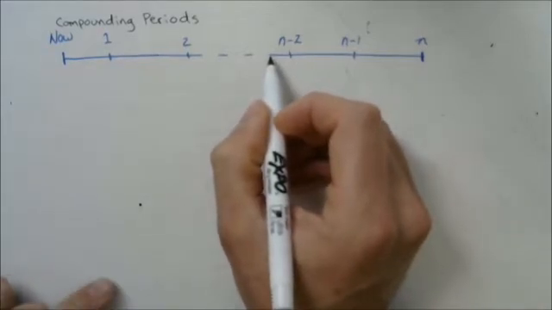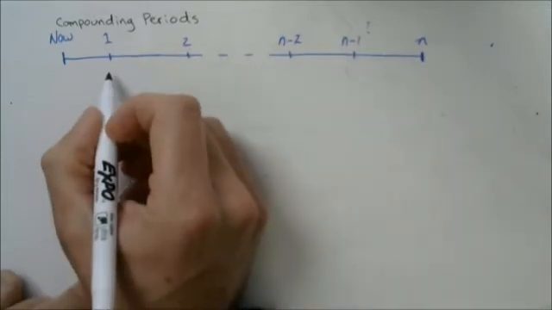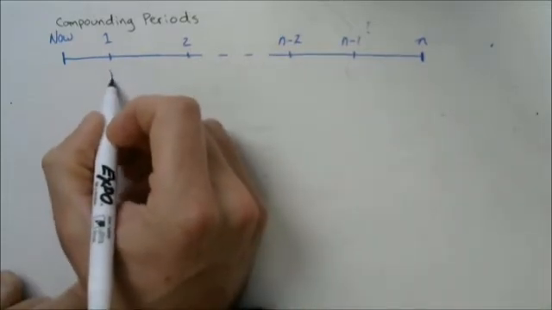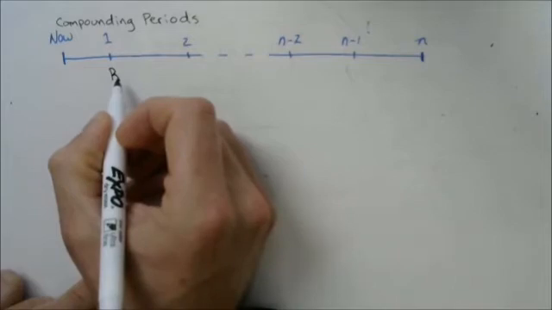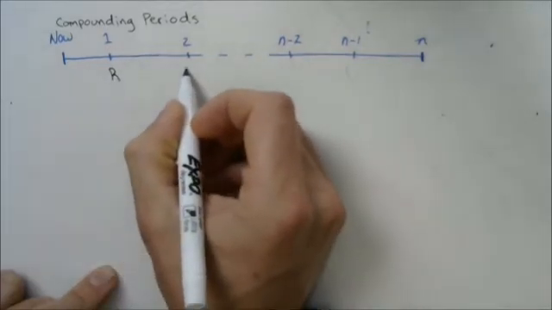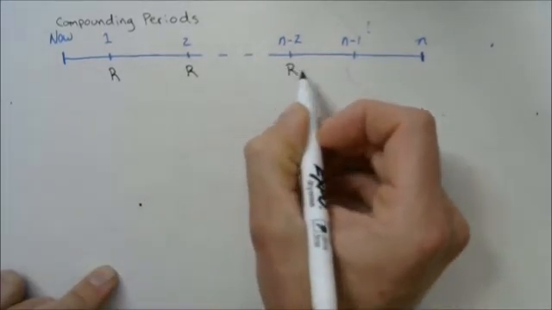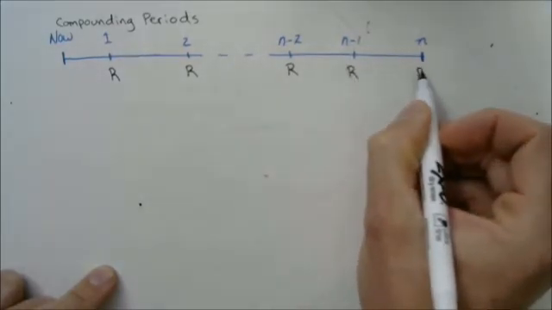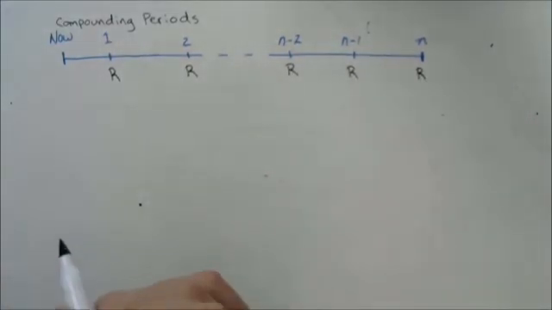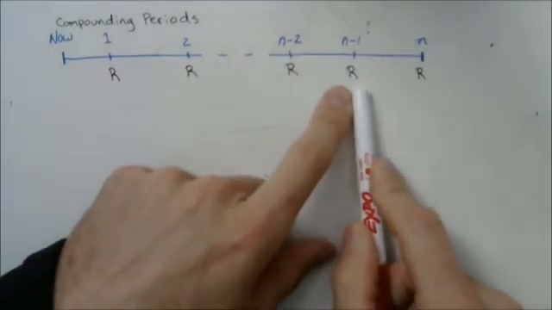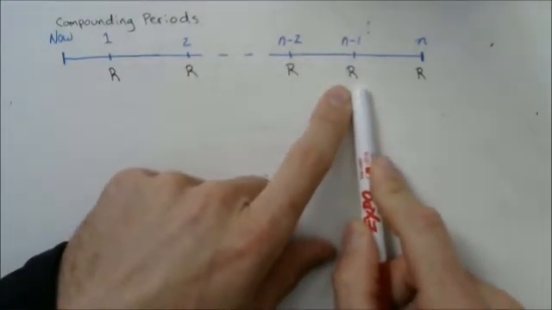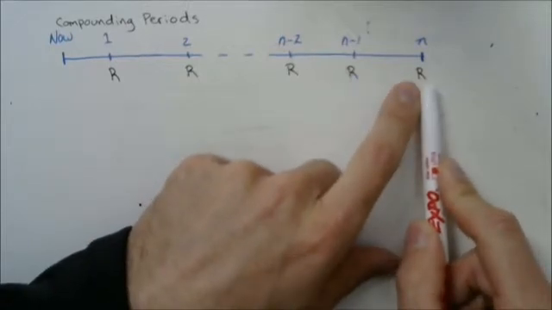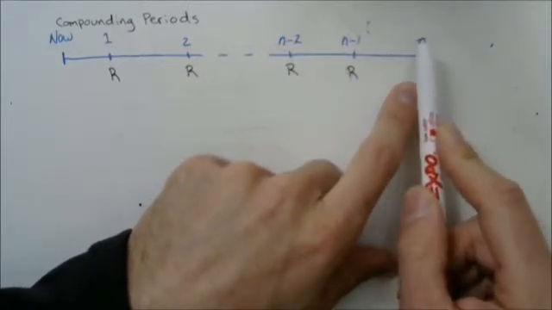Now, what happens for each of these compounding periods? Well, at the end of each compounding period, we make a regular payment. That's indicated by a capital R. Now, what we also want to note then is how many compounding periods this amount of money is in the account. So we work backwards, okay? This regular payment is made right at the end of the last compounding period.